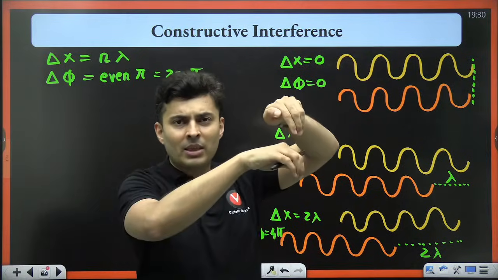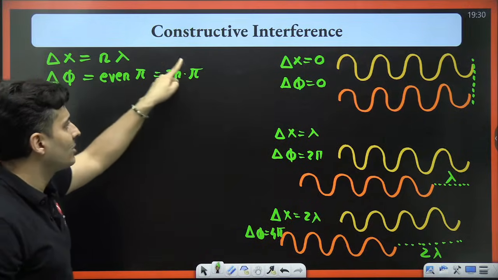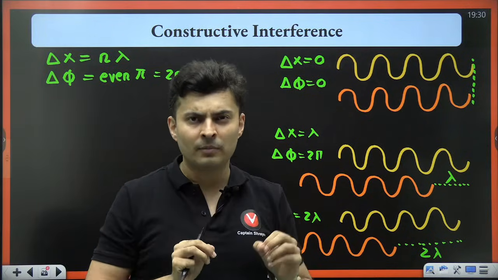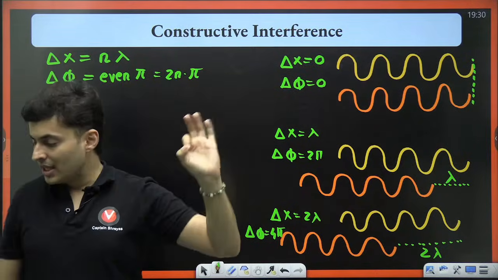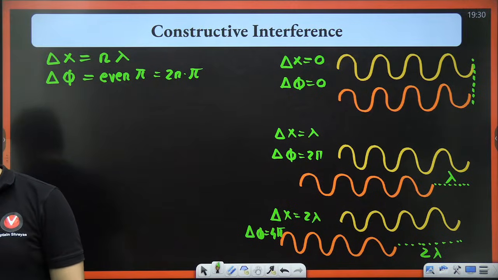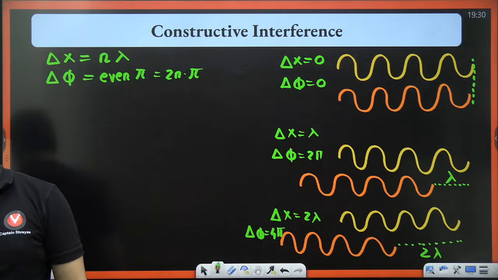If two waves come, even if there is a lag, if that lag of the path is n times lambda, it will ensure that the waves interfere constructively. Or the phase difference should be even multiples of pi radians. Is that really understood, my dear students? Everybody with me on this? Awesomeness. Great. Okay, just one second.